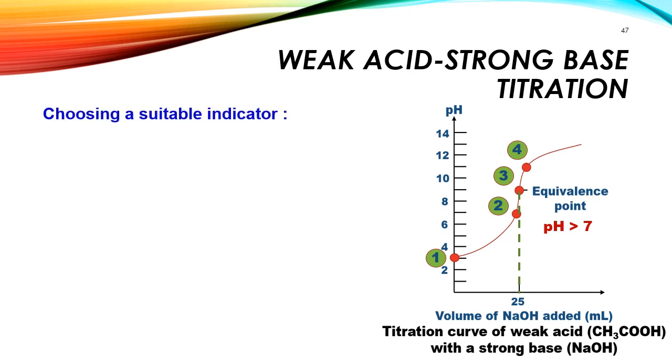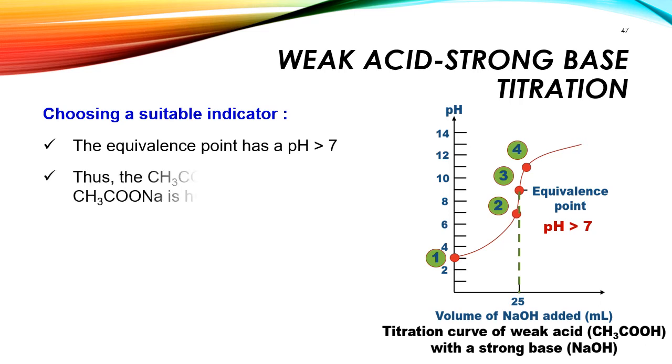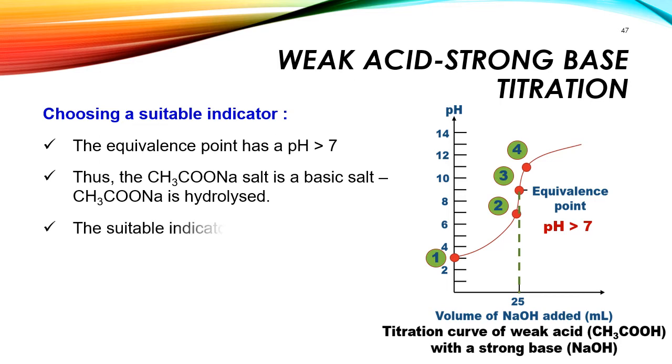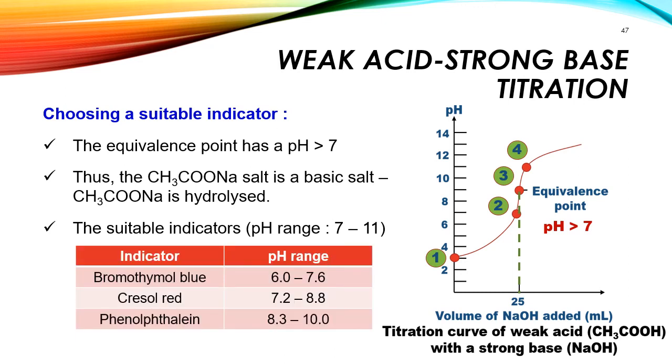To choose a suitable indicator, we can observe the pH at the equivalence point. For a reaction between a weak acid and a strong base, the equivalence point has a pH greater than 7. In this reaction, sodium ethanoate salt is a basic salt because it is hydrolyzed with water. A suitable indicator can be chosen in the pH range between 7 and 11, for example, bromothymol blue, cresol red, and phenolphthalein.